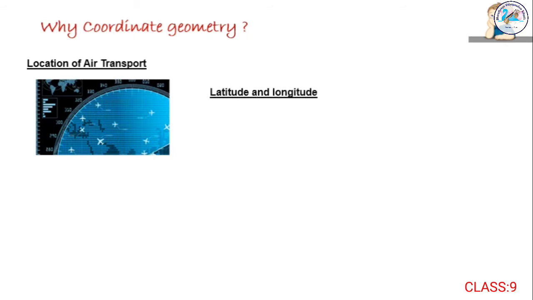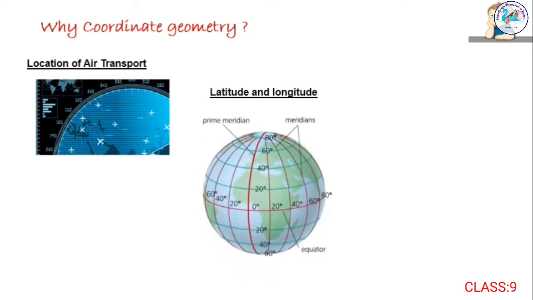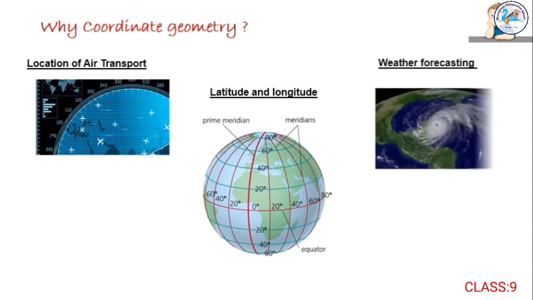And the next, we are using it in geography, that is latitude and longitude. These latitude and longitude are called geographical coordinates, as you might have studied in geography. And these measurements are actually used to accurately point or place an object on the earth. And the next is in case of weather forecasting.